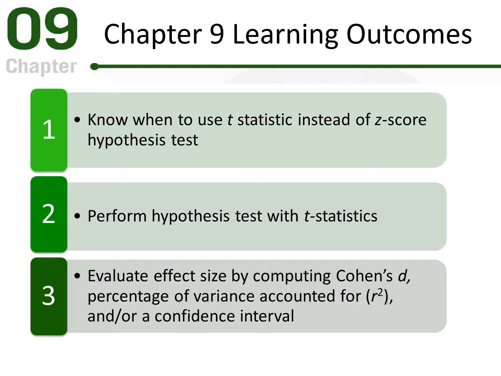So the chapter 9 learning outcomes this week involve learning to differentiate between the use of the T statistic versus the z-score hypothesis test that we previously covered, performing hypothesis tests with the t-statistic, and evaluating effect size and confidence intervals using Cohen's d, using r squared, which is the percentage of variance accounted for, and then forming a confidence interval as an alternate means of testing a hypothesis.